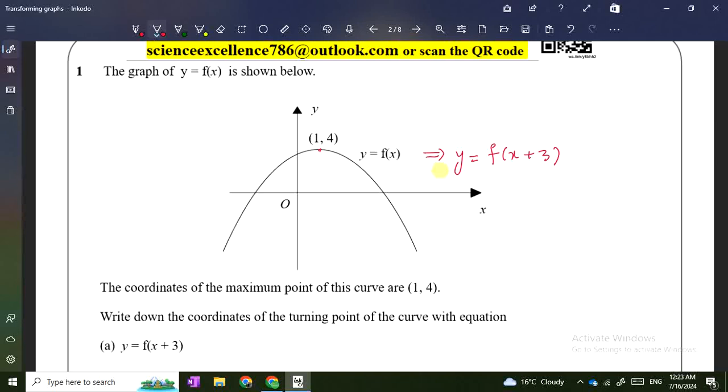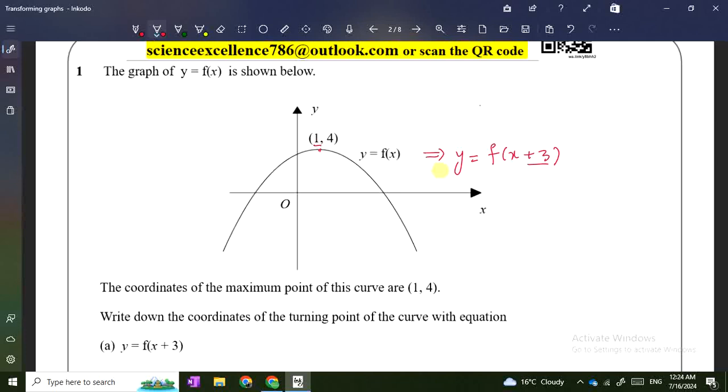So we can see we have a change inside the function. The given function is y equals f of x, and the new function is y equals f of x plus 3. There is an addition of 3 inside the function. If there is a change inside the function, we have to do the opposite operation with the x coordinate of the given function. Since there is addition of 3 inside the function, we have to take away 3 from the x coordinate.